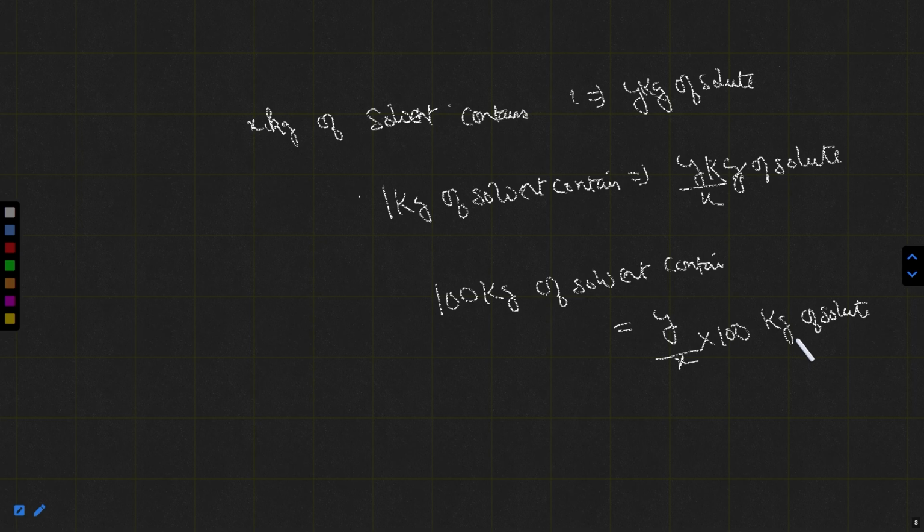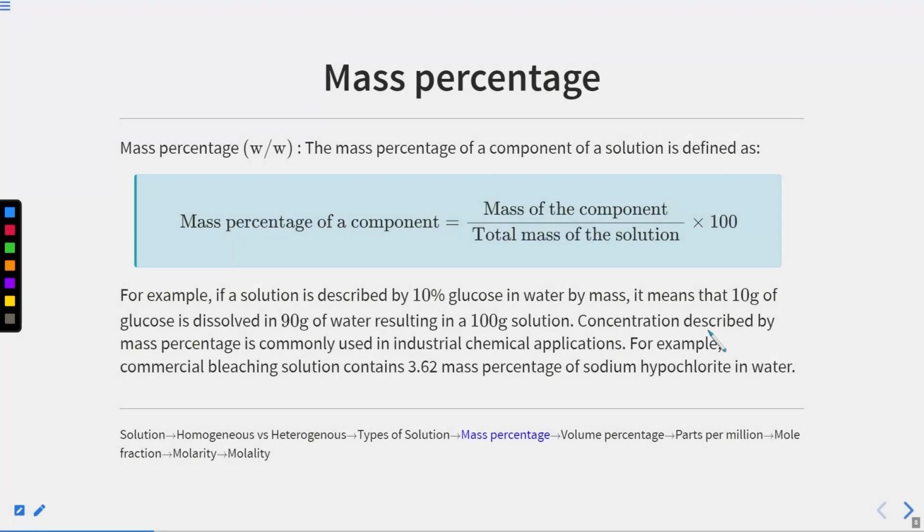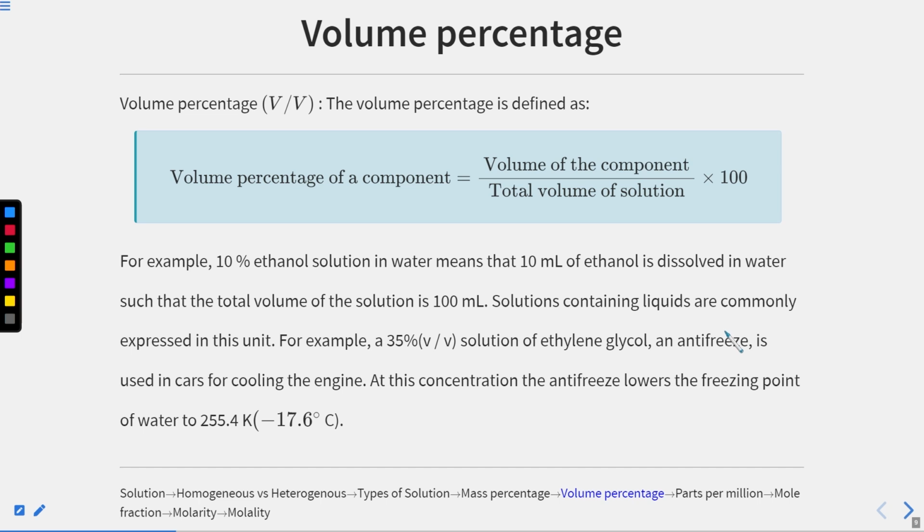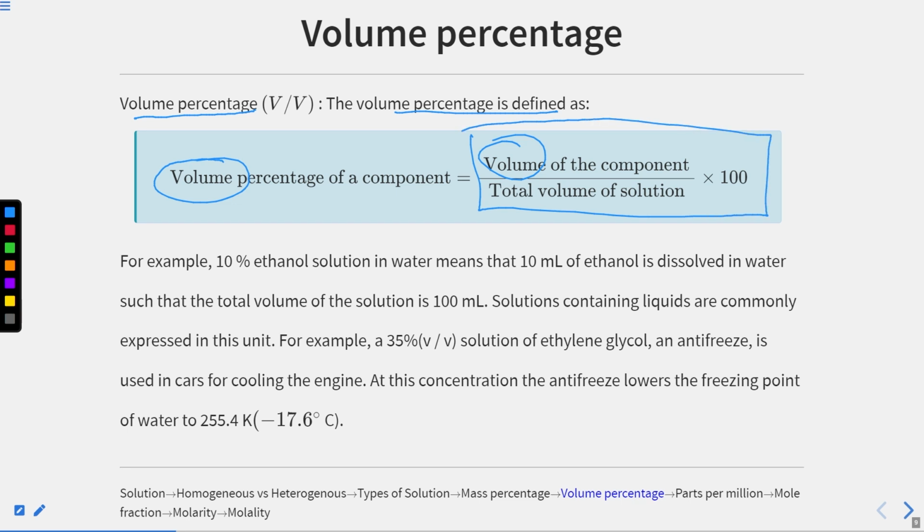So do not get confused with it, right? Now in the same way we can have the volume solution. There is nothing new added to this. So we have the volume percentage. It is defined in the same way as the mass, only we are replacing mass with volume. So what is the volume percentage of a component? It is the volume of the component divided by the total volume of the solution, multiplied by 100. It will be termed as volume percentage of a component. It is represented as V by V.